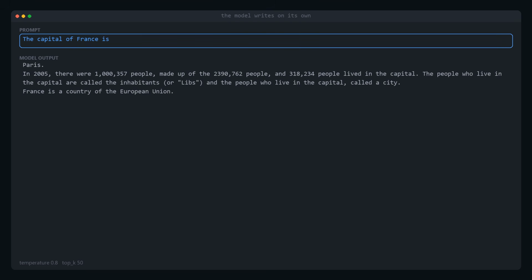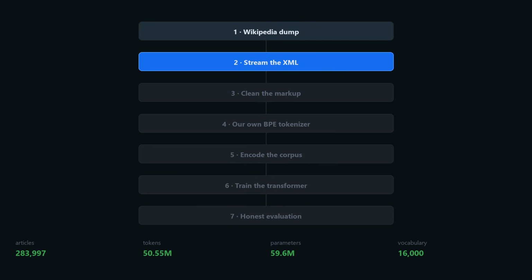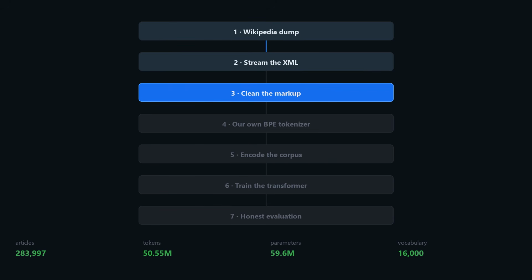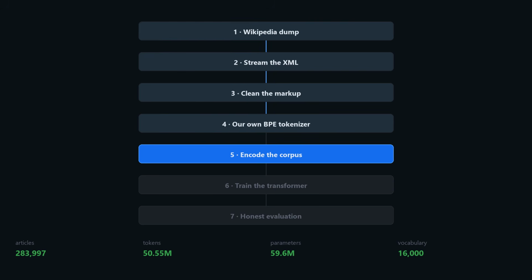Now let us walk the whole path, from an empty folder to a working model. The whole path fits into 7 steps, and each one is a separate runnable script. Download a Wikipedia dump. Stream through gigabytes of XML. Turn markup into clean prose. Learn our own vocabulary with byte pair encoding. Encode the entire corpus into a flat array of numbers. Train the model. And measure the result with honest metrics rather than a pretty picture.